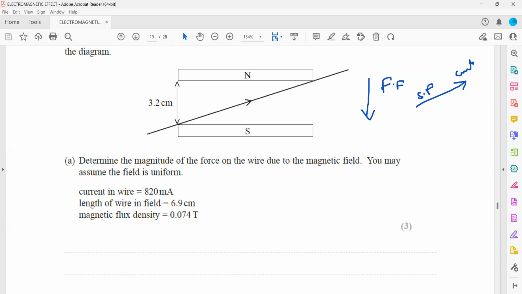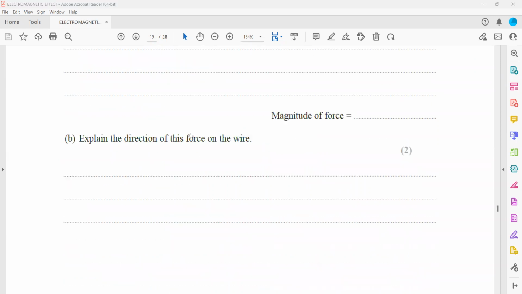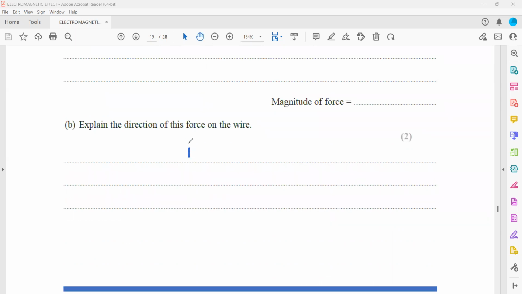So the answer here, the direction of the force on the wire, is into the page. And how do we find that? We find it by using Fleming's left hand rule. The left hand rule is used to find the direction of the force on a wire placed in a magnetic field.